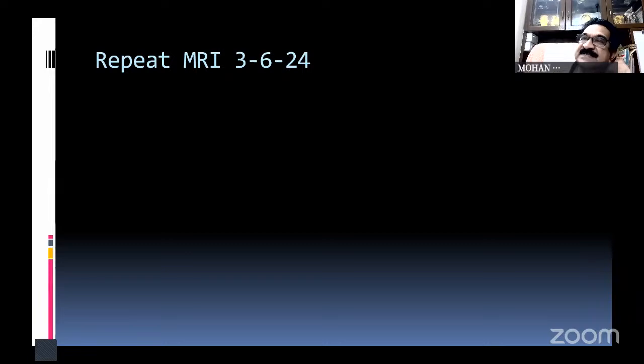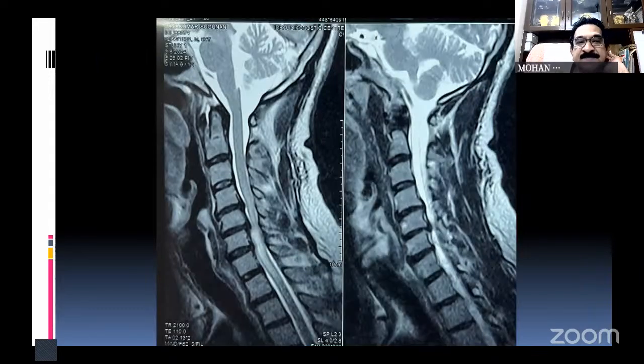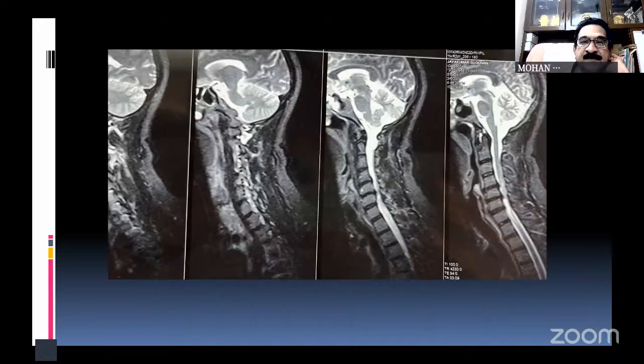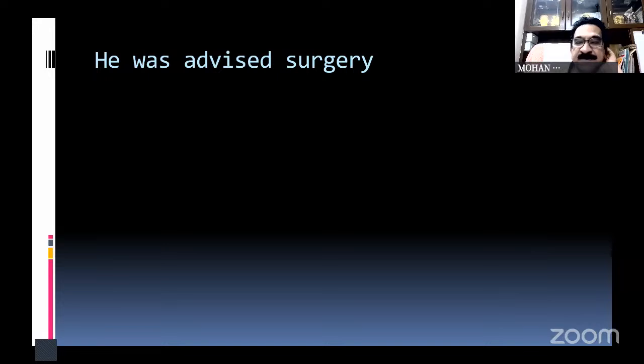Now, another MRI was taken on 3/6, about 4 months prior to the present admission. That again showed compression, but there is some hyperintensity within the cord, and the hyperintensity is below the level of compression. This is the second. Unfortunately, the axial cut of this is missing; he did not bring that film. In fact, he was advised surgery at the hospital, and that is why he came here for a second opinion. So, what would you like to do in this patient?